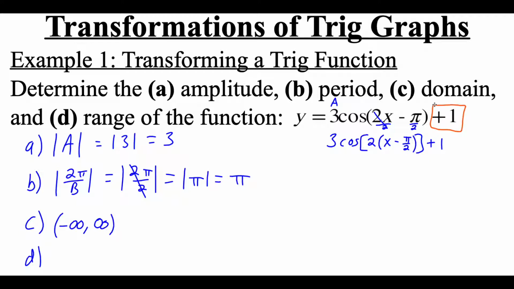Along with having that amplitude of 3, we're also shifting this graph up 1 space. So instead of bouncing between -3 and +3, if we shift those up 1 space, well, if we take -3 and shift it up 1 space, that's going to be -2. And if we take 3 and shift it up 1 space, that's going to be 4. So the range of our function is going to be between -2 and 4. Now, I'm also going to graph this out compared to a regular cosine graph just to confirm these things that we just said about it.